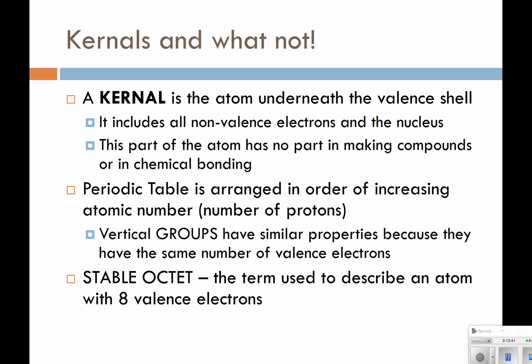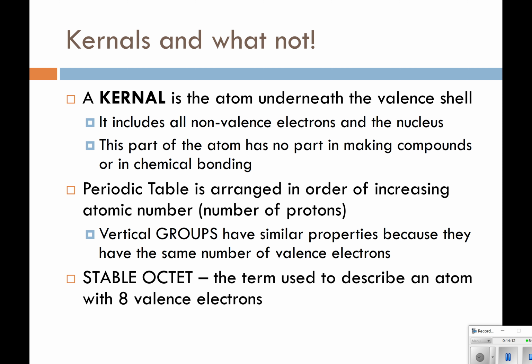Now, the last thing I'll leave you with: a kernel is going to refer to everything underneath the valence shell of an atom. So it's including any electrons that are not in the valence shell and everything in the nucleus, protons and neutrons. And this is the part of the atom that isn't really responsible for any bonding or interactions with other atoms to make compounds. So we tend to not really refer to it because it's not really taking part in any of our chemical change.